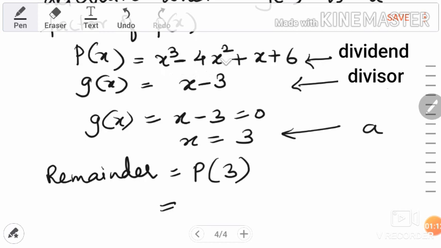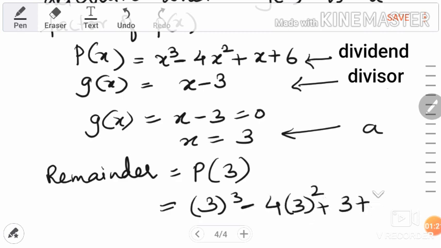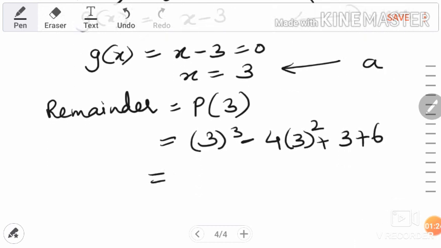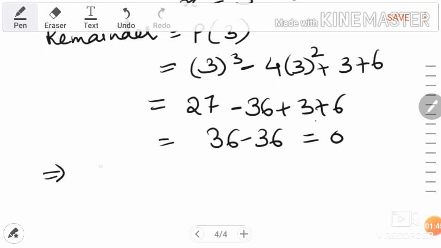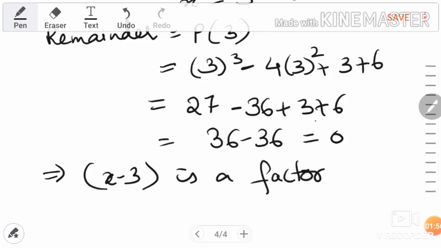Now replacing x with 3 in each term of the polynomial, we get 3 cube minus 4 times 3 square plus 3 plus 6. So 27 minus 36 plus 3 plus 6. So when we add 27, 3 and 6, we get 36 minus 36, that gives us 0. So this implies x minus 3 is a factor of p of x.